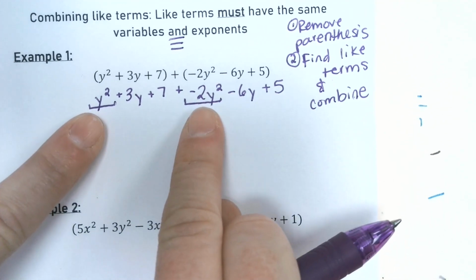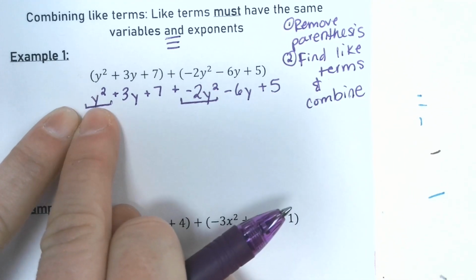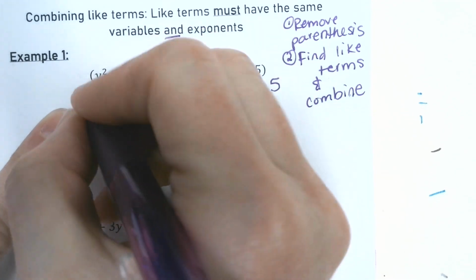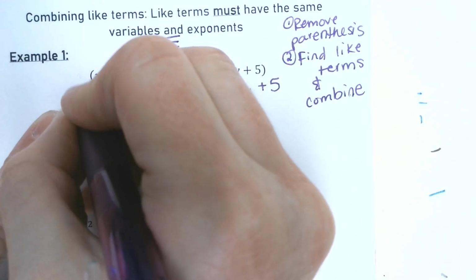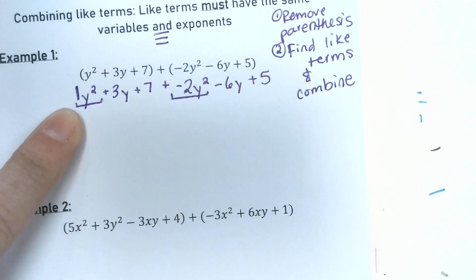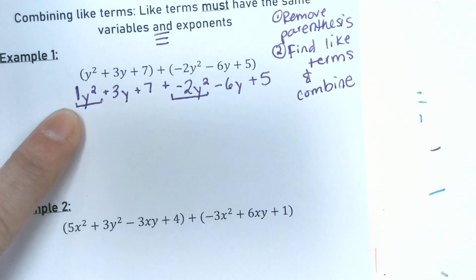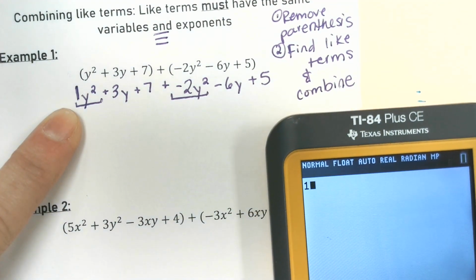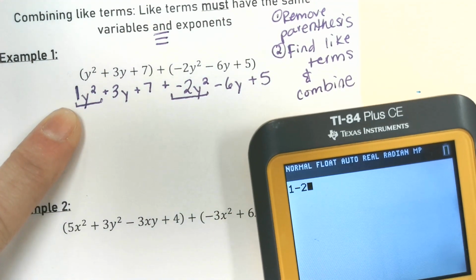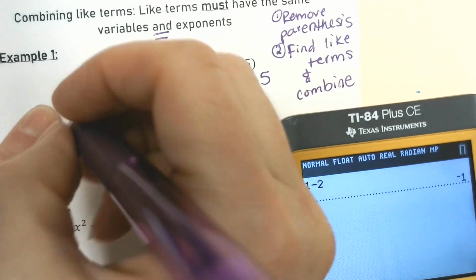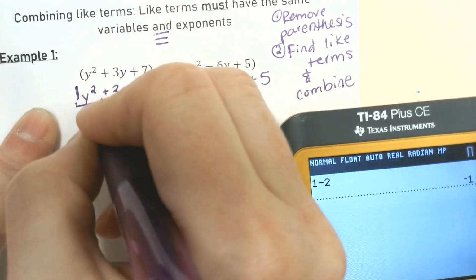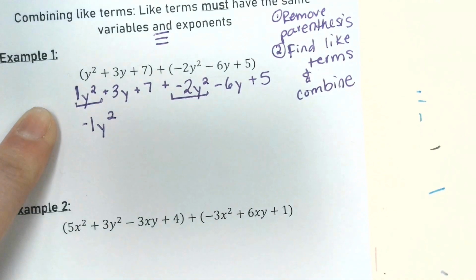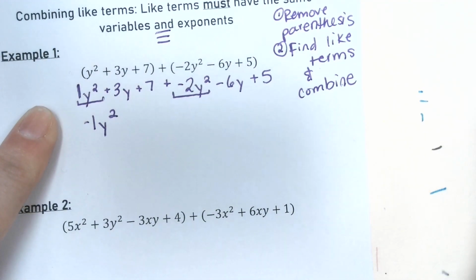So let's go ahead and combine these. There's nothing in front of y squared, so I actually need to add a 1 there, that understood invisible 1. And I need to combine the coefficients. So I need to do 1 minus 2. So it's a negative 1. Keep my y squared the exact same. So I just combined those.